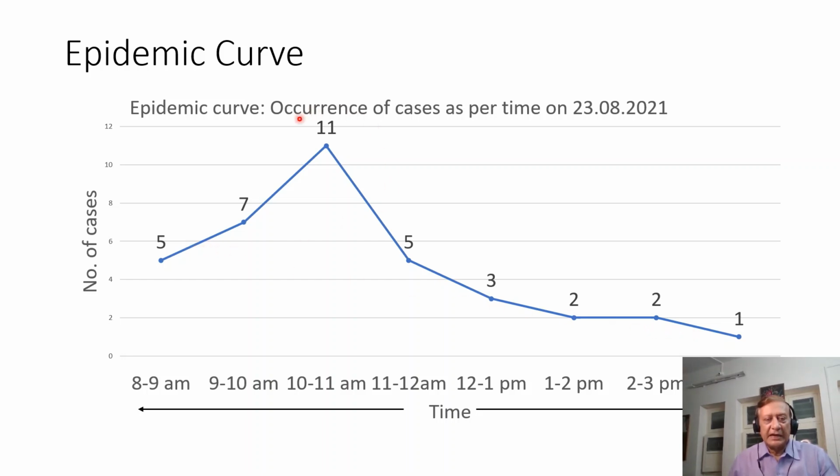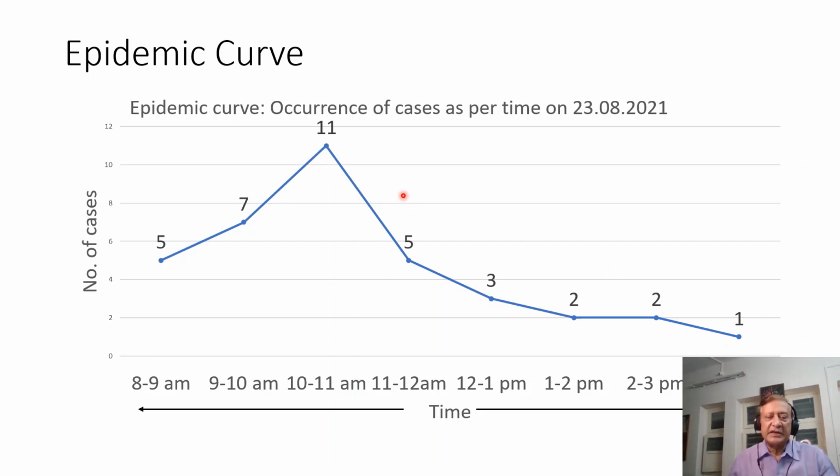The peak occurred between 10 and 11, that is around 10:30 a.m., and a total of 11 cases occurred at the peak. By the time the peak was reached, a total of 19 cases had occurred. This characteristic is very typical and is known as a point source common vehicle epidemic. Such epidemic curves are classically seen in outbreaks of food poisoning.